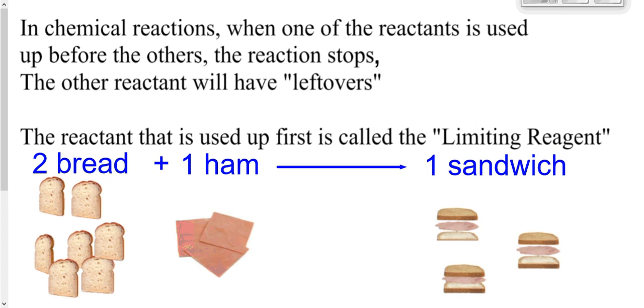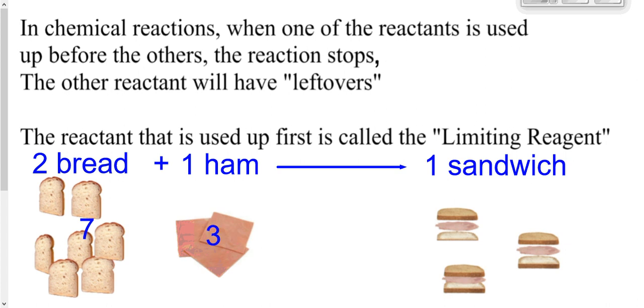In the equation in blue, I've written this as if it were a chemical equation. We know that 2 breads plus 1 ham makes 1 sandwich. This would be the equivalent of a balanced equation in chemistry. The example underneath shows not how much actually reacts together, but how much we actually have. We don't have 2 breads, we have 7. And we don't have 1 ham, we have 3.